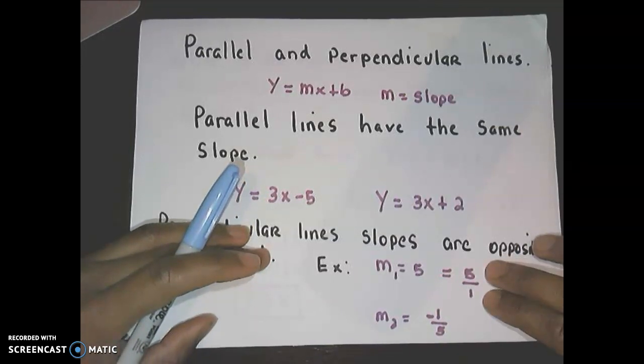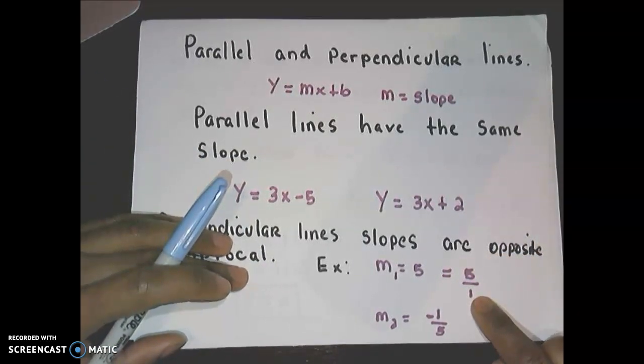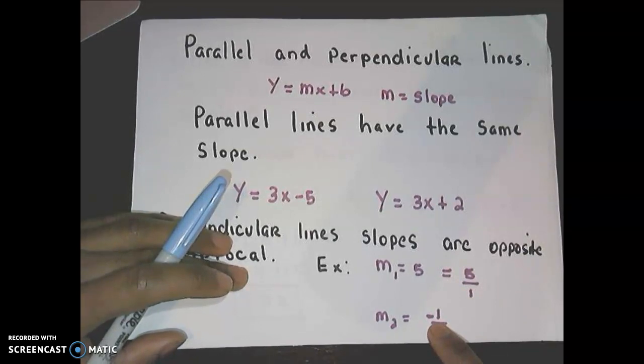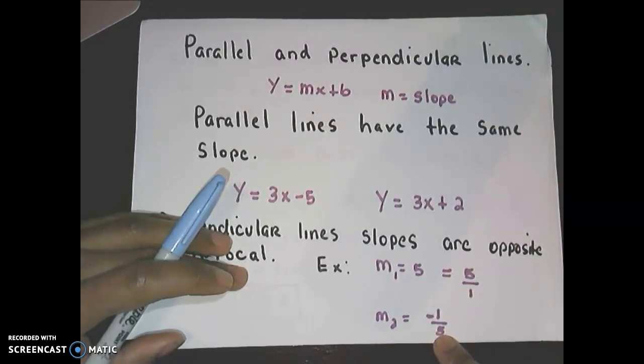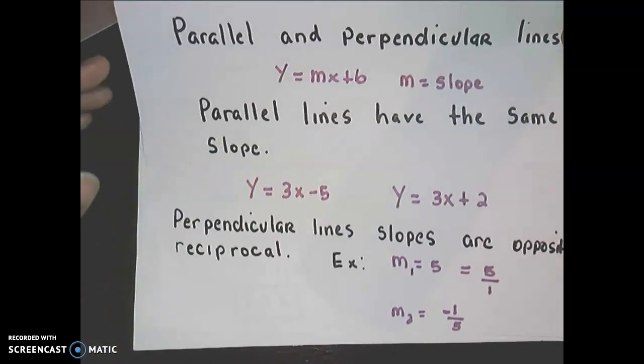The reciprocal just means you're going to switch the numerator and the denominator. So 1 was in the denominator, so 1 now goes to the numerator. 5 was in the numerator, so now 5 is in the denominator. It was a positive slope, but the opposite of a positive is going to be negative. All right, so let's go ahead and look at our first example here.